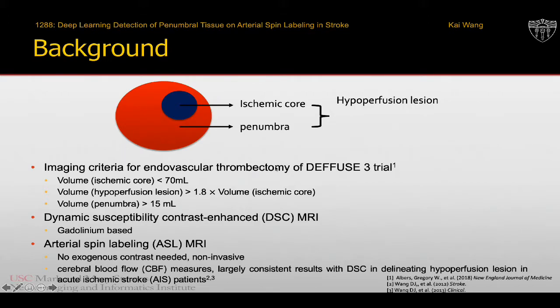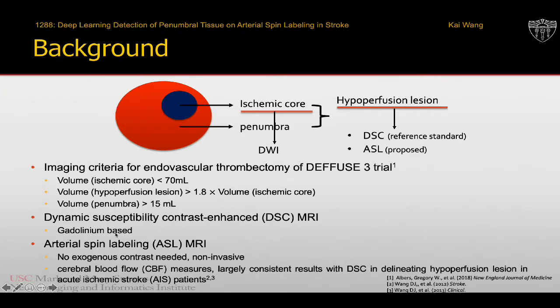Imaging criteria for endovascular thrombectomy of the DEFUSE 3 trial include that the volume of ischemic core is smaller than 70 milliliters, the volume of hypoperfusion lesion is larger than 1.8 times the volume of ischemic core, and the penumbral volume is larger than 15 milliliters. Clinically, to identify the ischemic core, usually the diffusion-weighted image DWI is used, and to identify the hypoperfusion lesion, the dynamic susceptibility contrast enhanced DSC MRI is usually used.